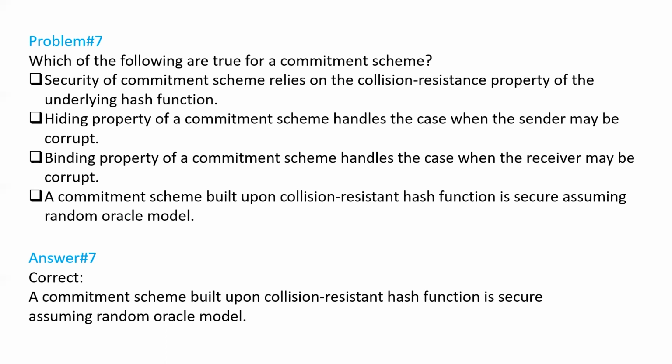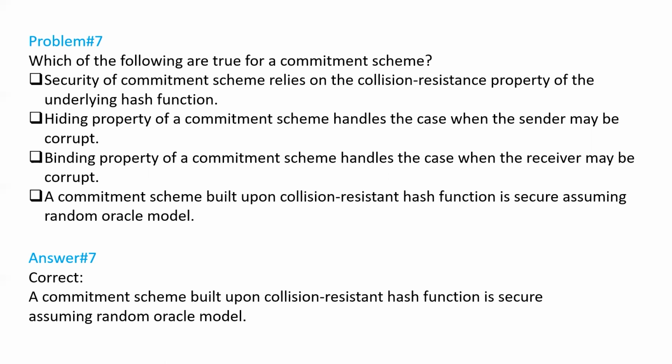So the hiding property of commitment scheme handles this case when the receiver may be corrupt. Why? Because if you remember, in the commit phase, the sender chooses some random R and commits the message M such that message M and randomness R is mapped to some commitment C, and C is sent to the receiver. Now, the hiding property ensures that the receiver should not learn the underlying message M by seeing the commitment C. That is the hiding property. C hides M inside it. Okay.